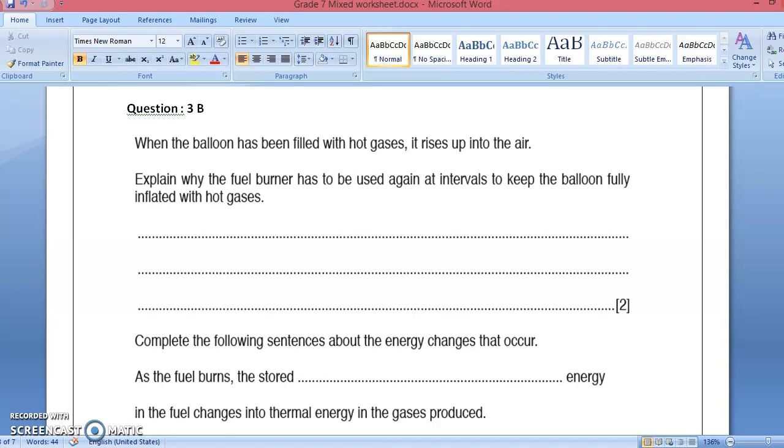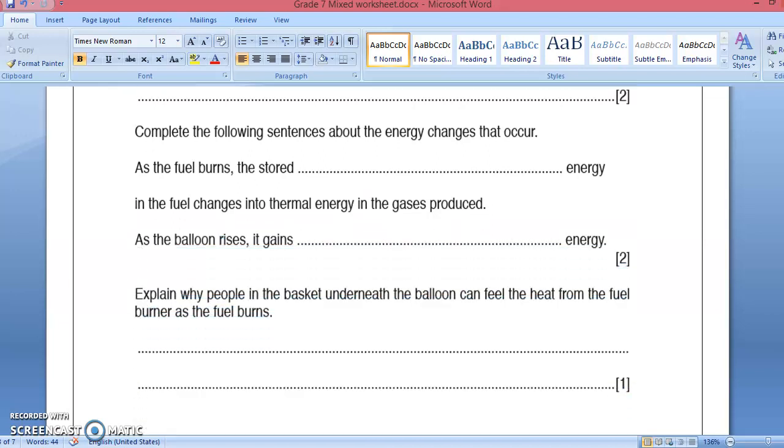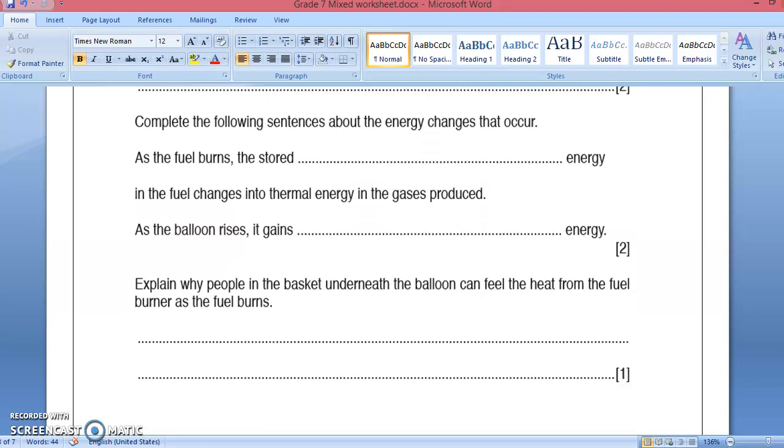Next is: complete the following sentences about the energy changes that occur. As the fuel burns, what kind of energy does the fuel store? Yes, I can hear. It is chemical energy. Correct? Now, explain why people in the basket underneath the balloon can feel the heat from the fuel burner as the fuel burns. Where are the people standing? The people are standing underneath and the hot air is on top.